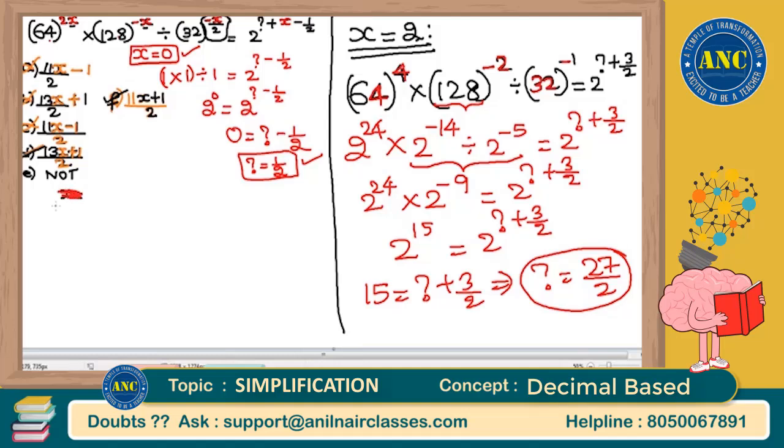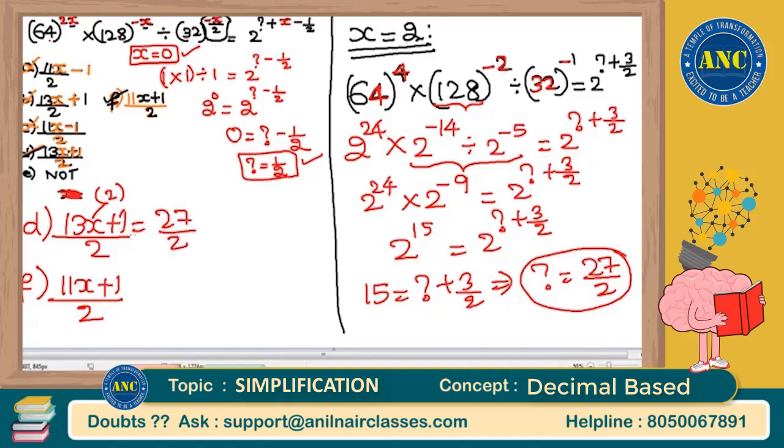Now you have only two options which are satisfying. Option D is 13x plus 1 by 2. Option F is 11x plus 1 by 2. Suppose I put x value as 2 in 13x: 13 into 2 is 26, plus 1, 27 by 2. Yes, it is satisfying. If I put x value 2 here, 11 into 2, 22 plus 1, 23 by 2. It is not satisfying. Therefore, the fourth option is correct.